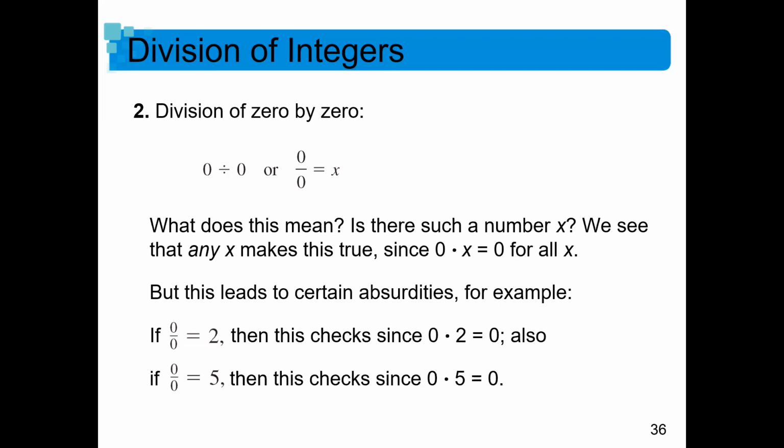However, this leads to certain absurdities. This means that 0 divided by 0 can take on any value. It can be equal to 2, it can be equal to 5, and this checks out. And it just doesn't make sense for one fraction to have multiple values. In mathematics, it makes the language imprecise. So therefore, we say that 0 divided by 0 is indeterminate. And so this is not allowed as well.